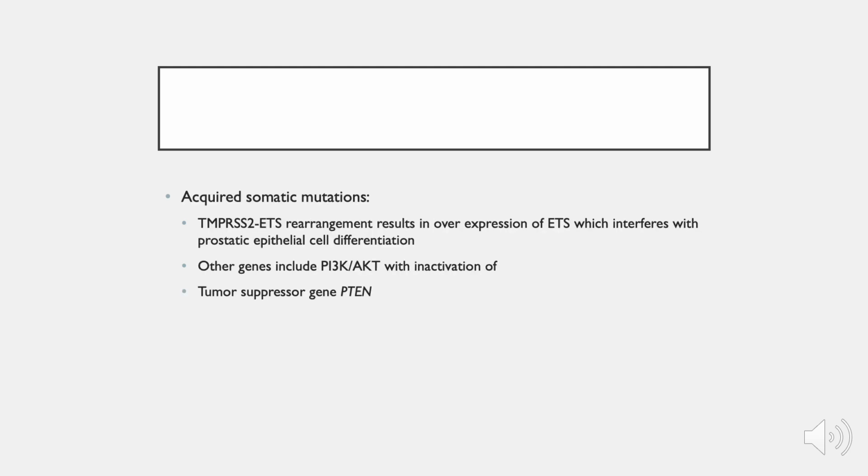And certain genetic mutations such as TMPRSS2-ETS rearrangement, PI3K, and PTEN are also important drivers in the development of prostate cancer.